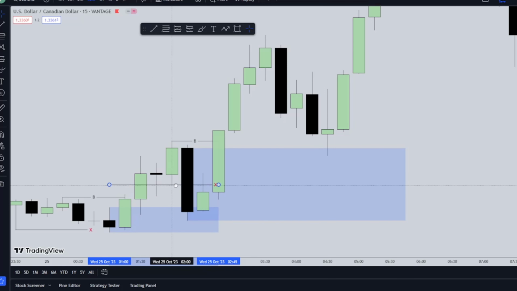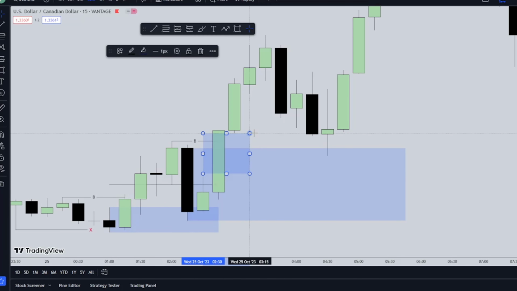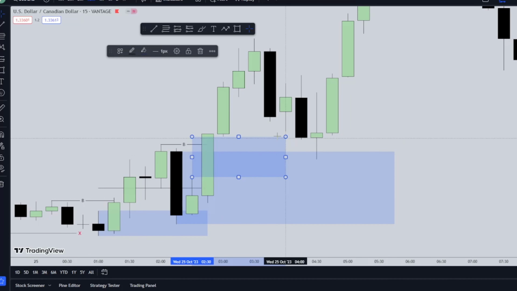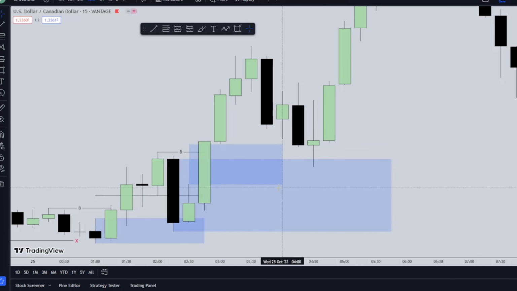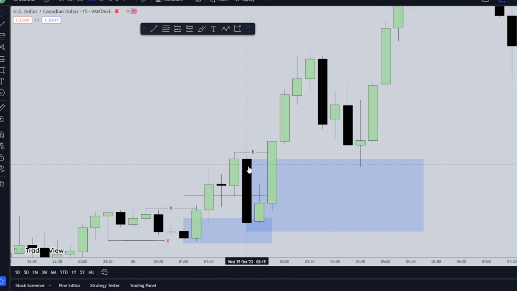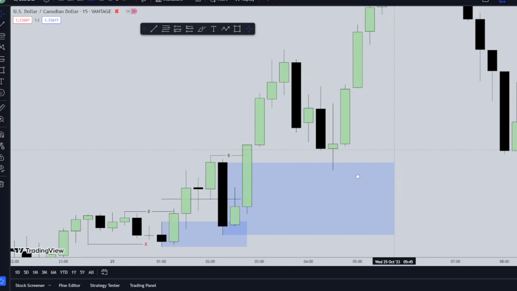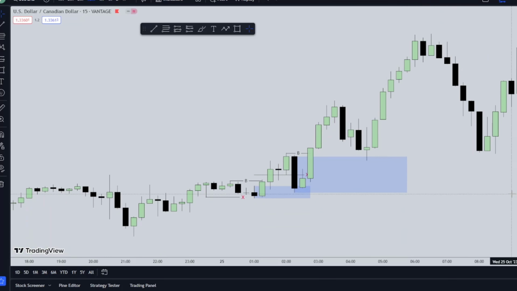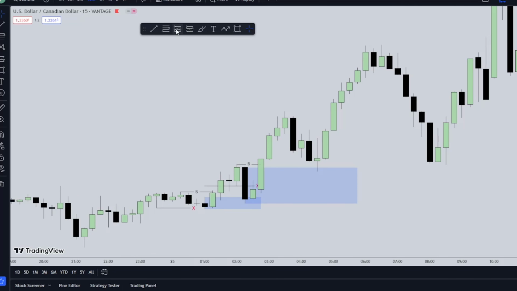Okay, nagkaroon ng impulse move. So after this impulse move, makikita nyo meron din tayong iniwang fair value gap dito sa area na to. Okay, kita nyo siya. And ito yung last down candle before the impulse move. This will be our propulsion block. Okay, so this will be our propulsion block, which is, ang nangyari, makikita nyo naman.